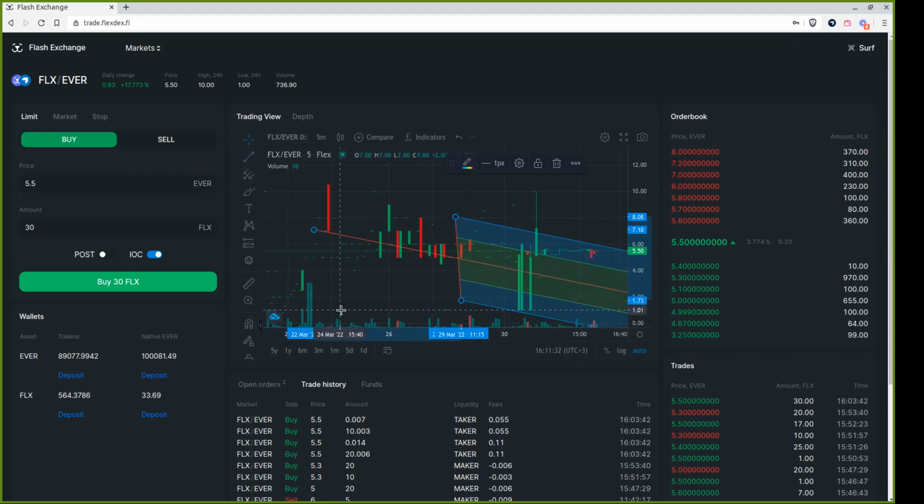So that's pretty standard. Now, here you see the statistics for this particular market token, Flex against Ever. Now, what works right now?